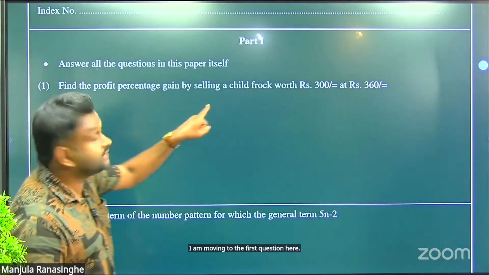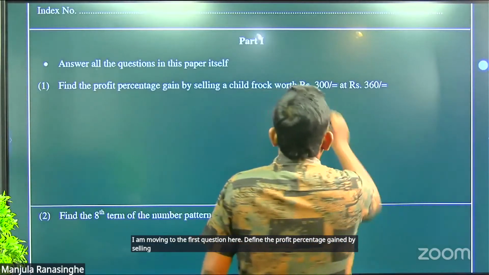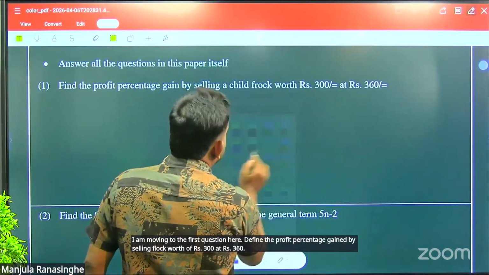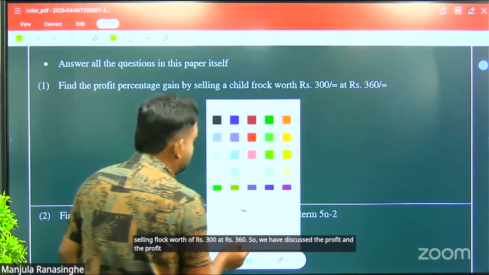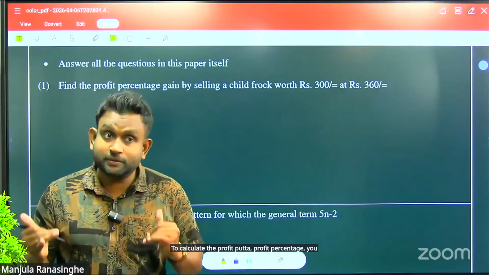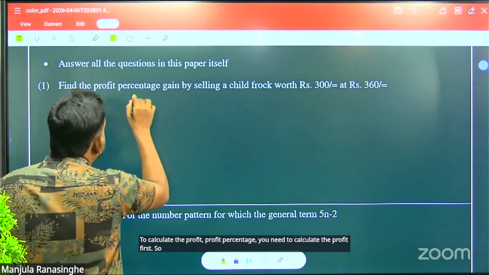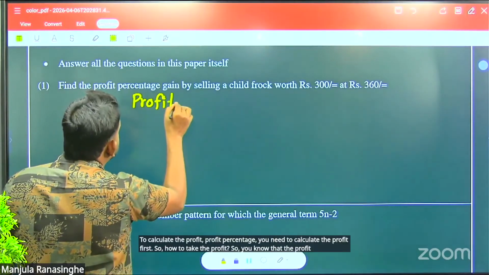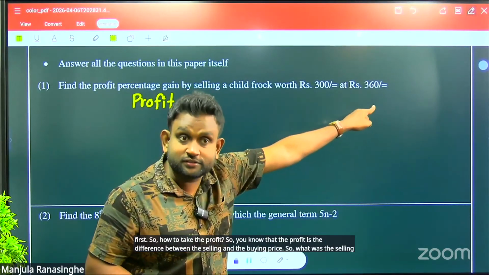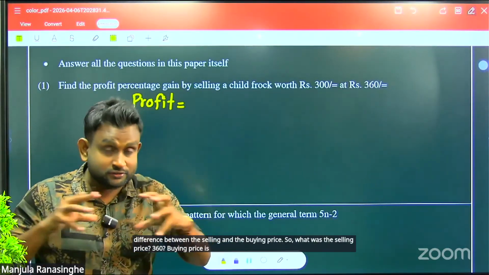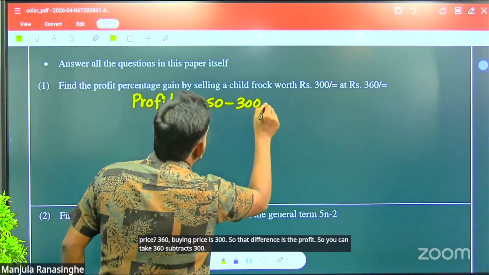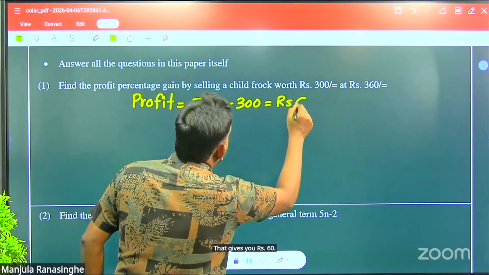Find the profit percentage gained by selling a frock worth rupees 300 at rupees 360. We have discussed profit and profit percentage. To calculate the profit percentage, you need to calculate the profit first. The profit is the difference between the selling and buying price. The selling price is 360, the buying price is 300, so 360 minus 300 gives rupees 60. That is the profit.